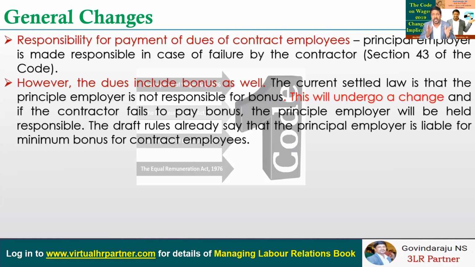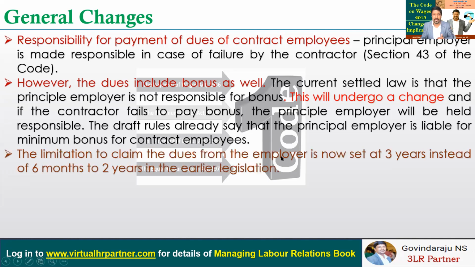If you look at the current status of law, the payment of bonus is not the responsibility of the principal employer. If there is no stipulation in the agreement, then the contractor is responsible to pay the bonus. Now this situation is going to change because of section 43. If the contractor fails to pay the wages, including dues such as statutory bonus, then the principal employer is held responsible. And the draft rules already state that the principal employer is liable for the payment of minimum bonus for contract employees. Now we have to wait and see what comes in the final rules, which get notified very shortly. Keep watching this channel for more updates on these kinds of issues.